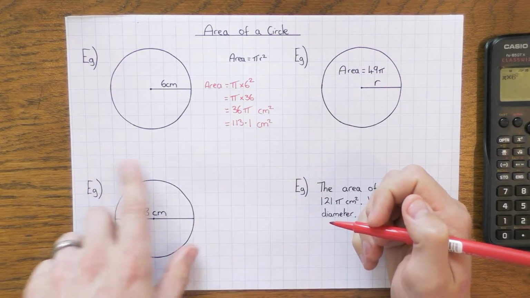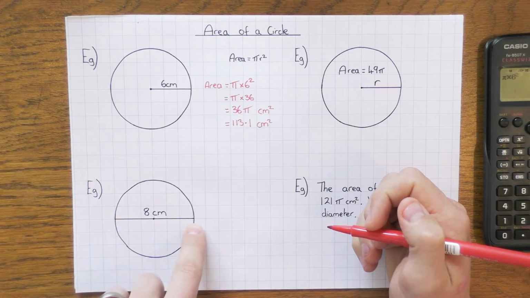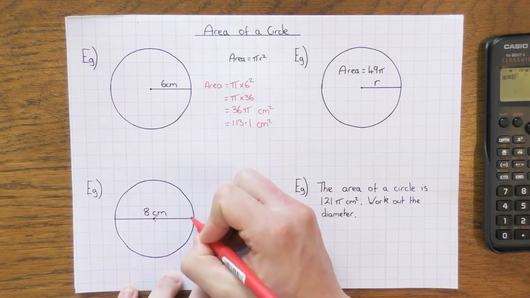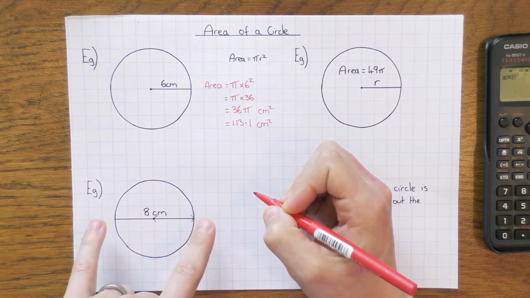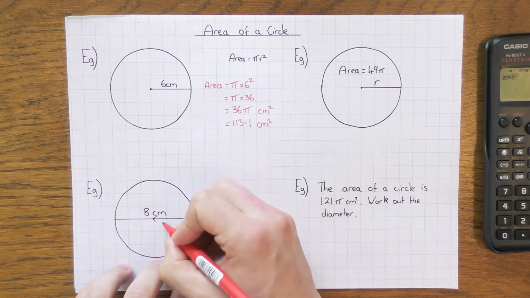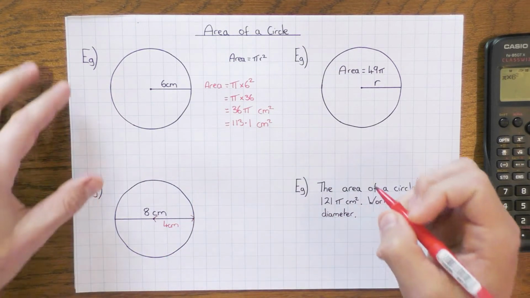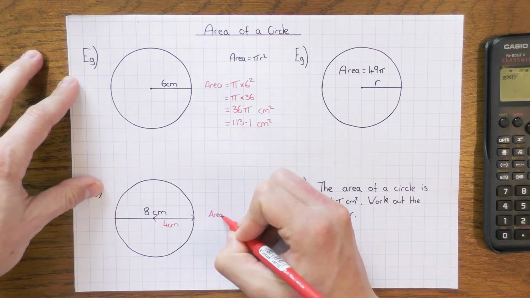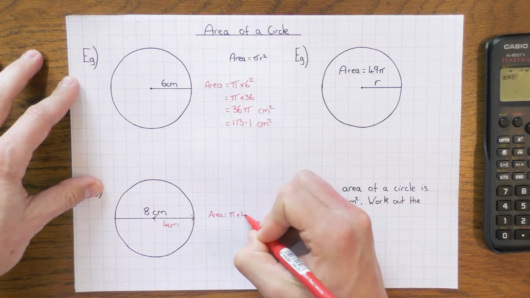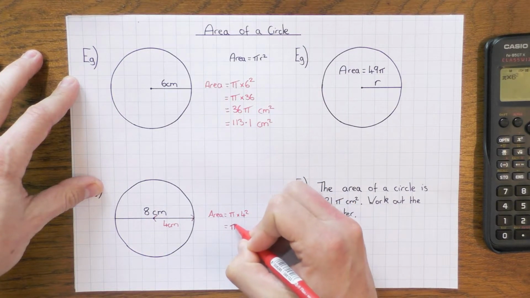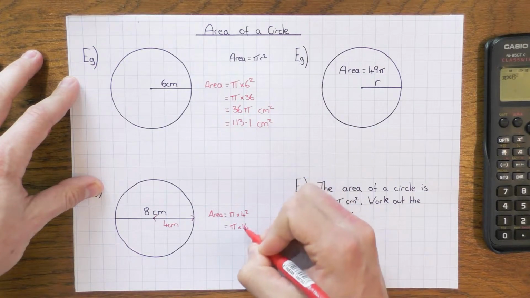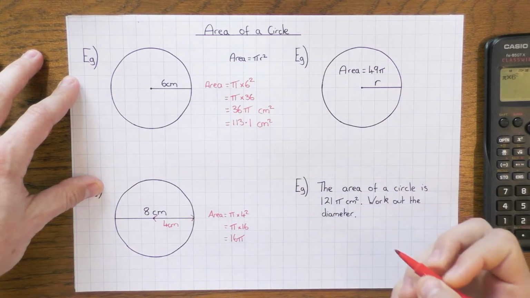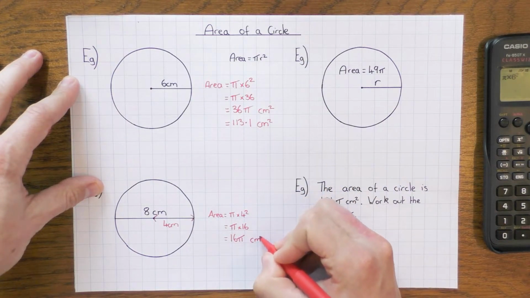Okay, number 2 then, or example number 2. This time I've been given the diameter, which is absolutely fine, because to get the radius, all I've got to do is half the diameter. So the diameter is 8, the radius is half of that, which in this case would mean 4 centimetres. Just put it into the formula. So the area equals pi times 4 squared, which is pi times 16, because 4 times 4 is 16. And again, in terms of pi, that would be just 16 pi, units centimetres squared.